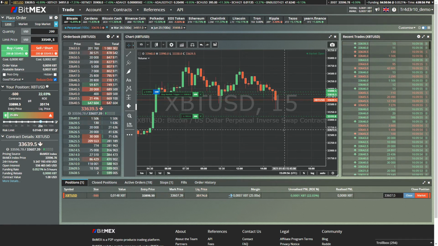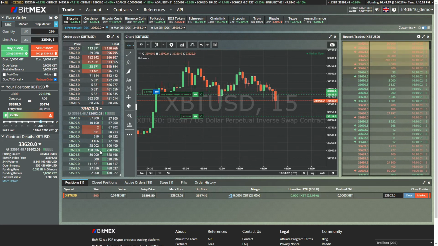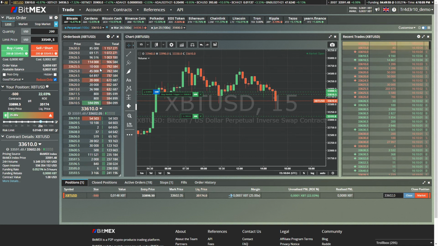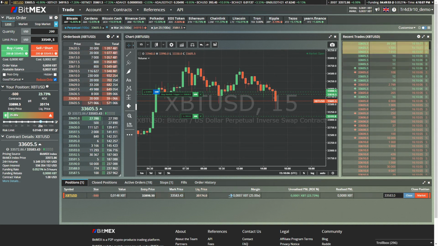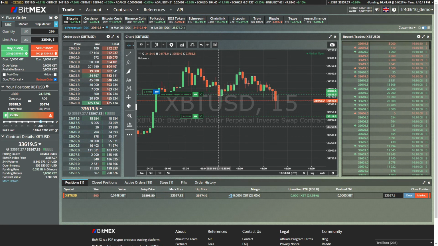Basically, all exchanges work this way with the order book like this. So limit orders, market orders, stop loss. Just learn the basics first before you trade.